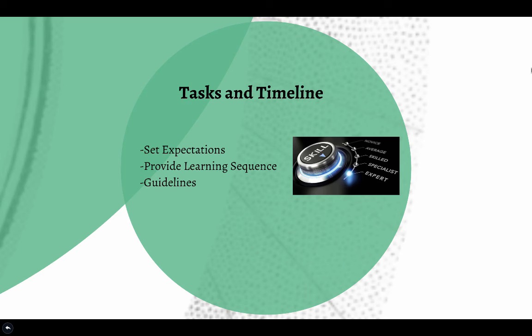Tasks and timeline. Tell the learners exactly what is expected of them. Explain to the learners the sequence you expect them to follow during the training event. In some cases, these may be guidelines rather than exact steps.